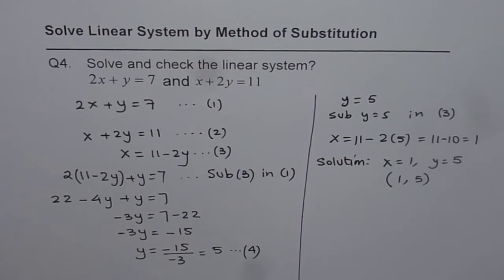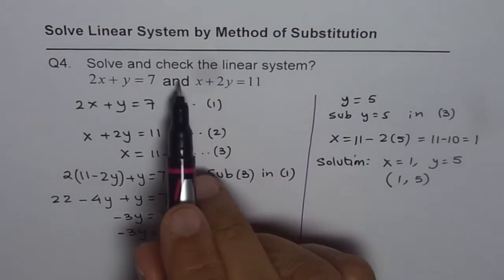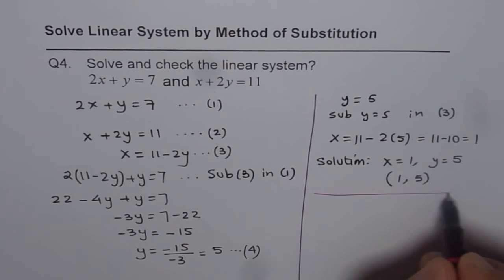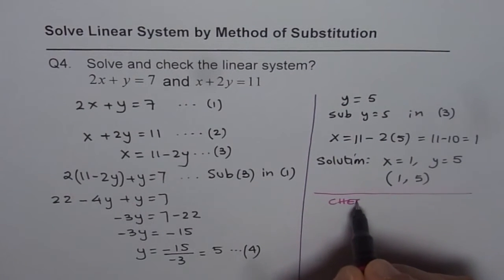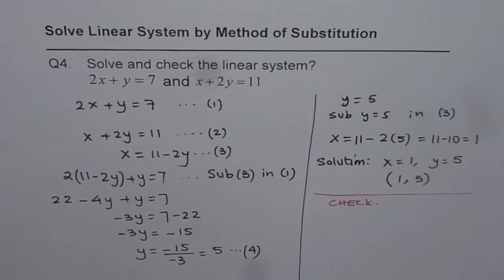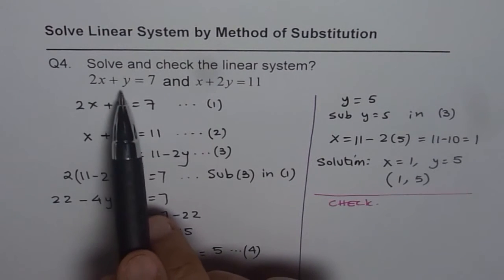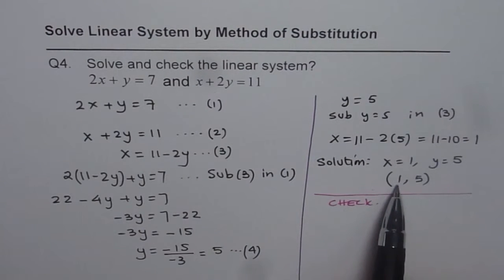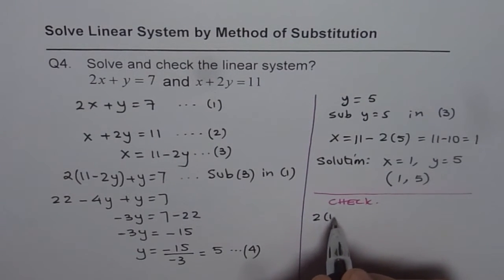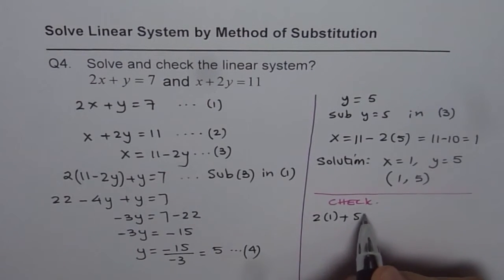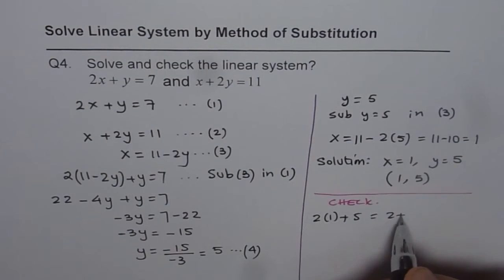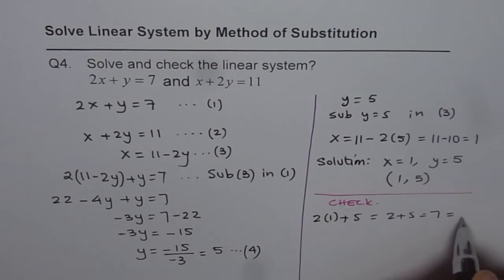Now the second part of this question is to check, right, your solution. So let us check now. How to check the solution? To check really means to verify that this is the right solution for the given system. So the two equations are 2x plus y equals 7. Let's substitute x equals 1 and y equals 5 in the first equation. So we get 2 times 1 plus 5 for y. 2 times 1 is 2 plus 5, which is indeed 7. That is the right side, right? So we get the same thing.